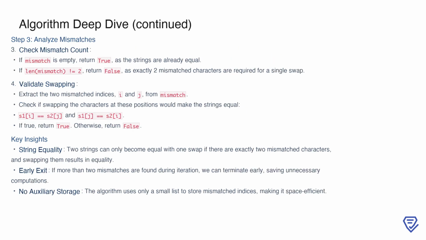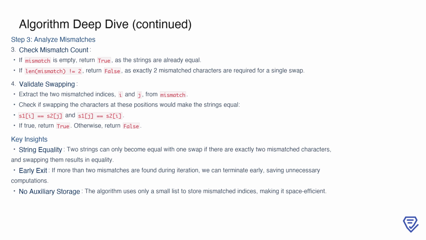Now that we have identified the mismatched indices, the next step is to determine if these mismatches can be resolved with a single swap. First, we check the total count of mismatches. If there are no mismatches, the strings are already equal, so we return true. If there are not exactly 2 mismatches, we return false, as a single swap can only fix 2 incorrect positions.